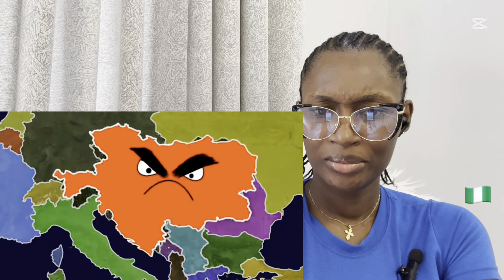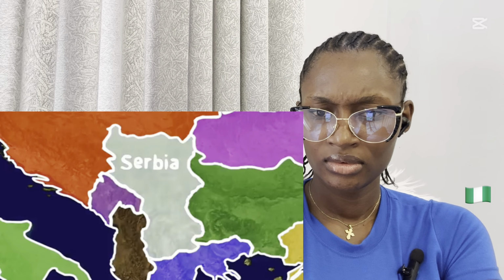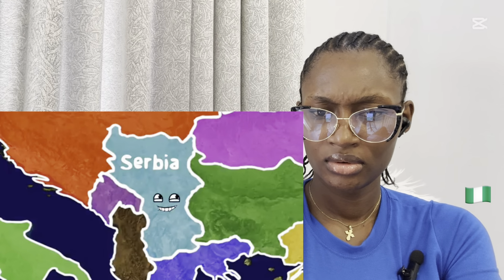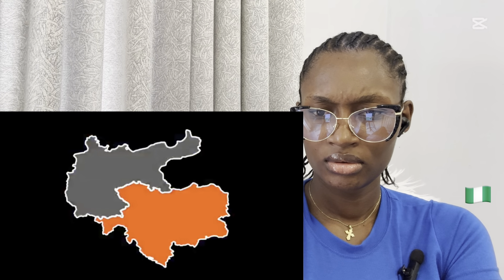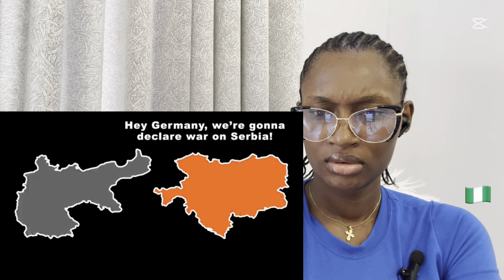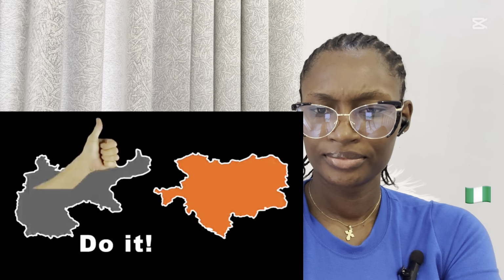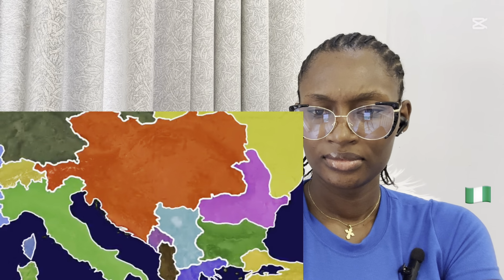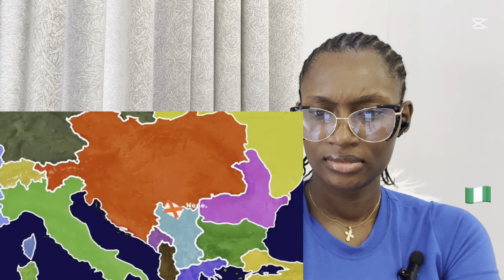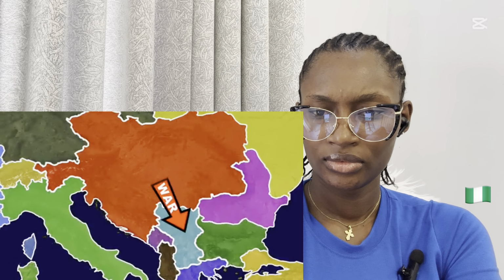Austria-Hungary is understandably pissed about all this, and they think the Serbian government had something to do with it, which they might have. So they go to their ally Germany and say, "Hey Germany, we're going to declare war on Serbia," and Germany is all for that. So Austria-Hungary send a big list of impossible demands to Serbia, and when Serbia refuses, they declare war. Wow.